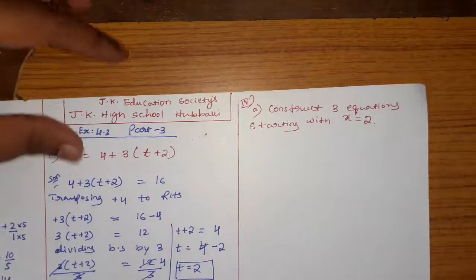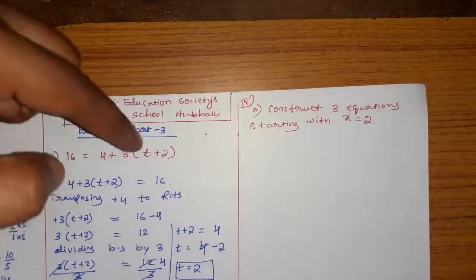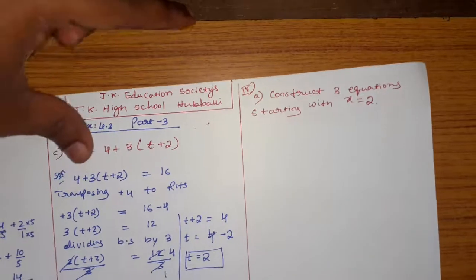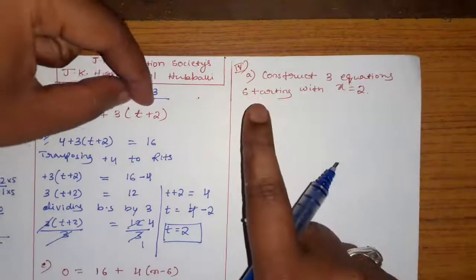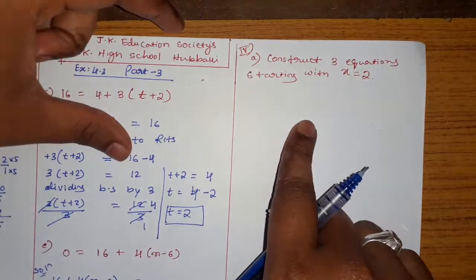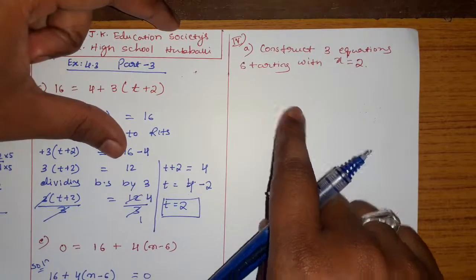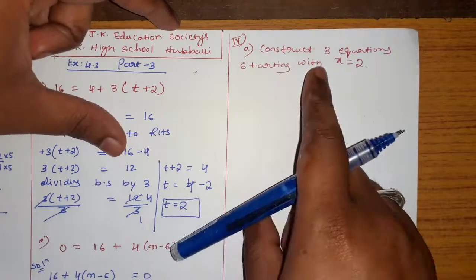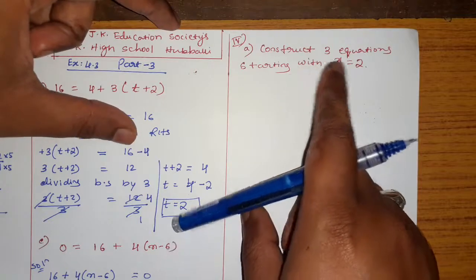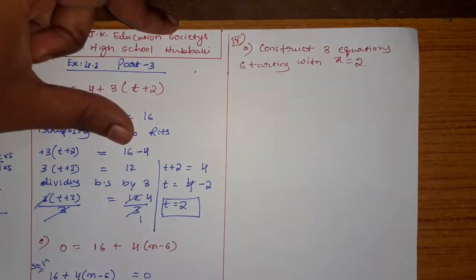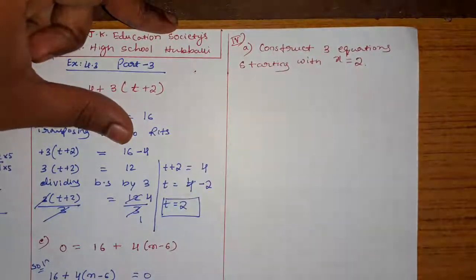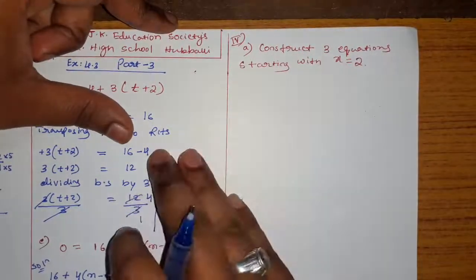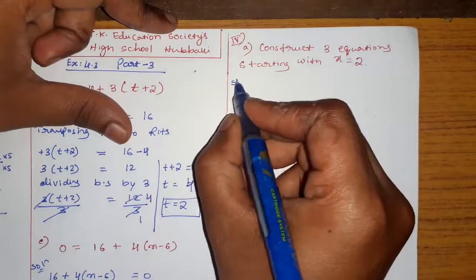Now let's come to the fourth main, that is the last main of exercise 4.3. Here actually 2 questions are there. A question I am going to solve, you can take B as a homework. In A question, the heading is construct 3 equations starting with x equal to 2. Means here you need to make the questions from x equal to 2 as the solution. From solution you need to make equations. Okay, I will solve it.